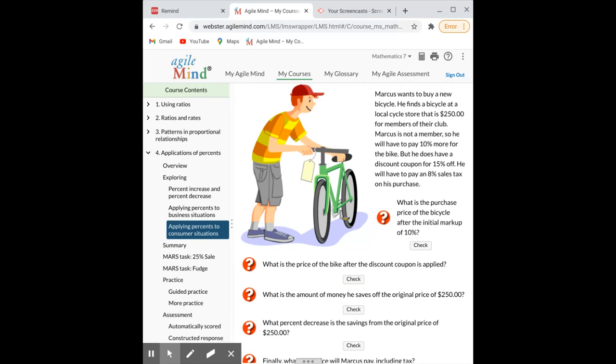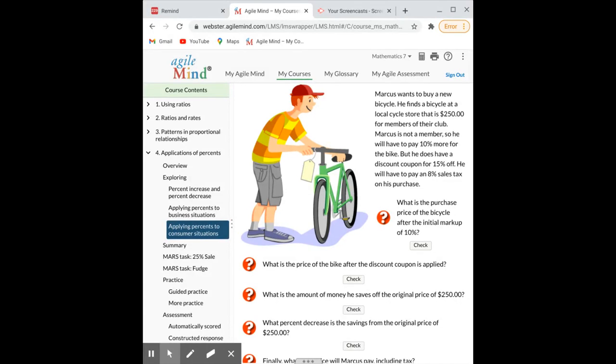Yes, sir. Marcus wants to buy a bicycle. He finds a bicycle at a local cycle store that is $250 for members of their club. Marcus is not a member, so he will have to pay 10% more for the bike. But he does have a discount coupon for 15% off. He will have to pay an 8% sales tax on his purchase.